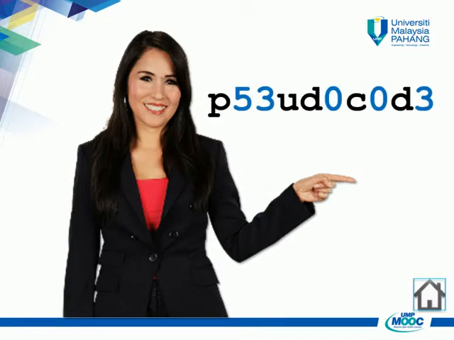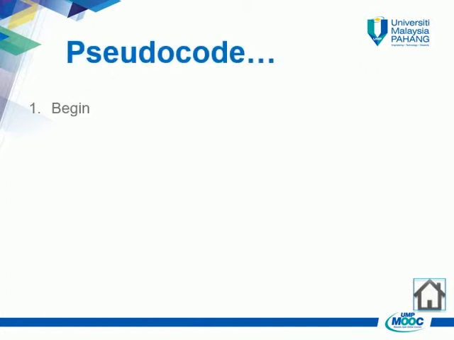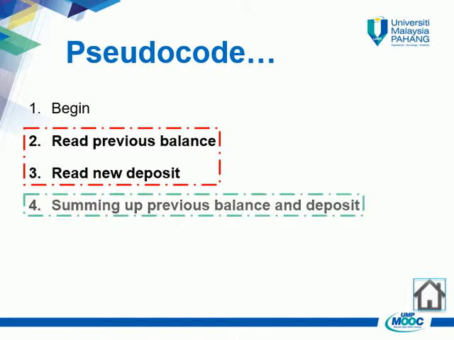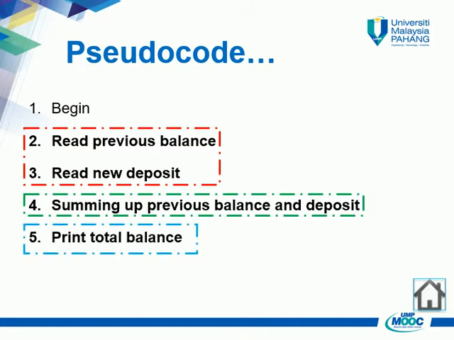So, come to the last part of designing the solution of the problem. Pseudocode. First, we need to start with begin. Then, read all inputs, and in this case the amount of previous balance and the amount of new deposit. The input part is squared by red color. Next, we process the inputs by adding both values, squared by green color. Finally, print the total amount of Zamri's money, squared in blue color. Close our pseudocode by using end.